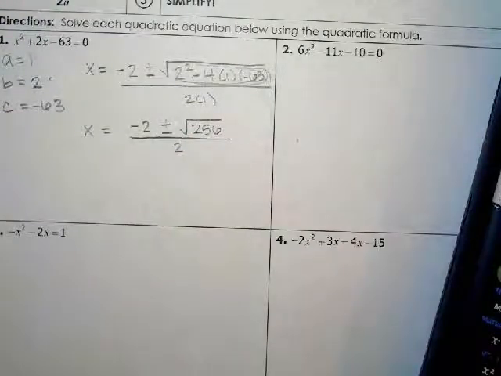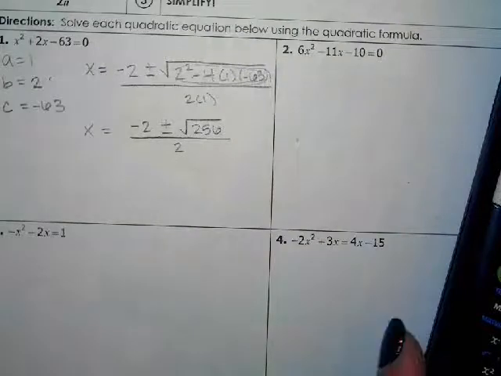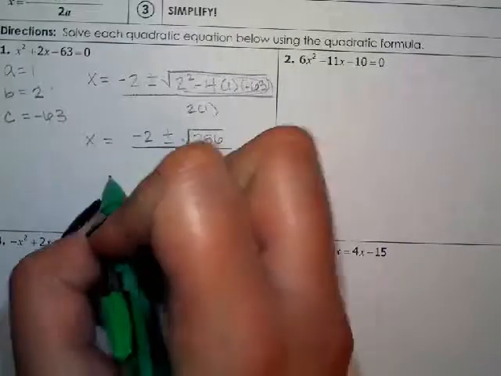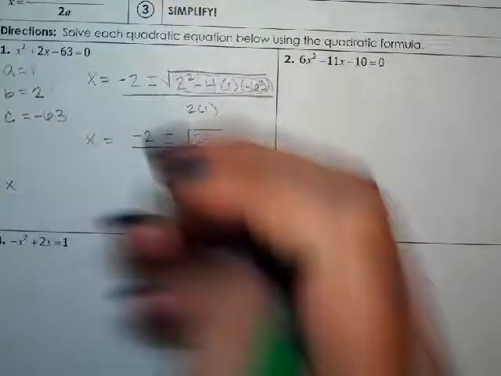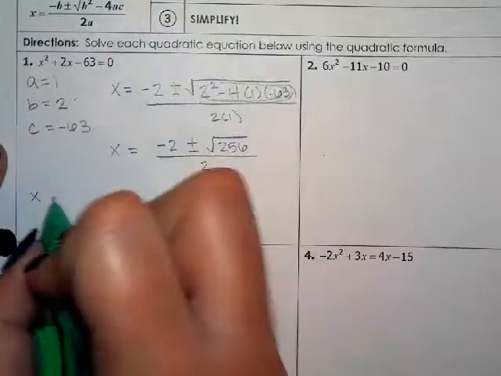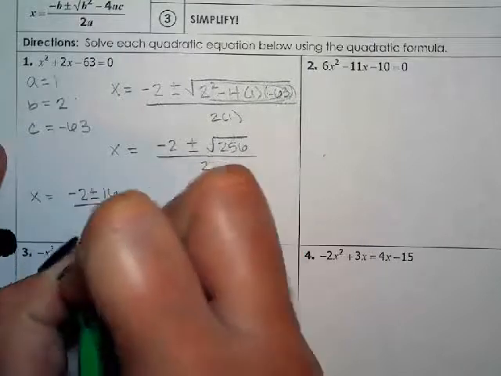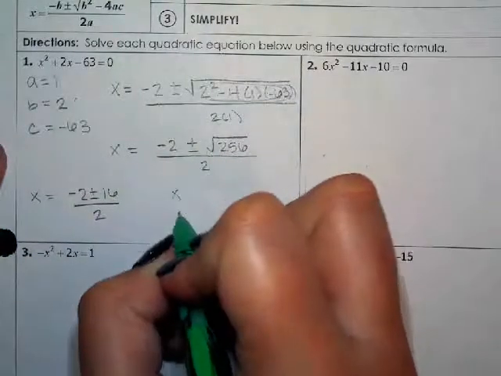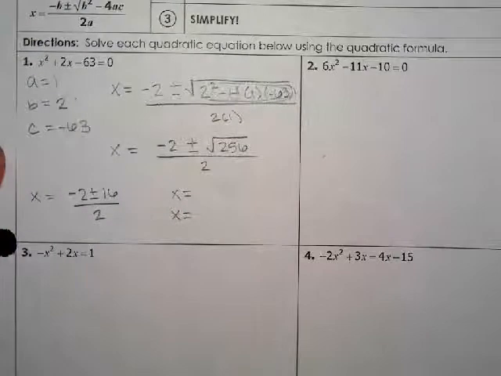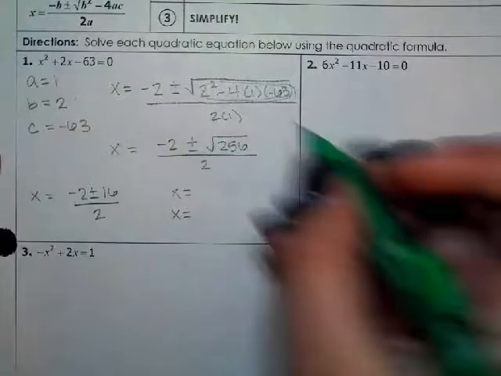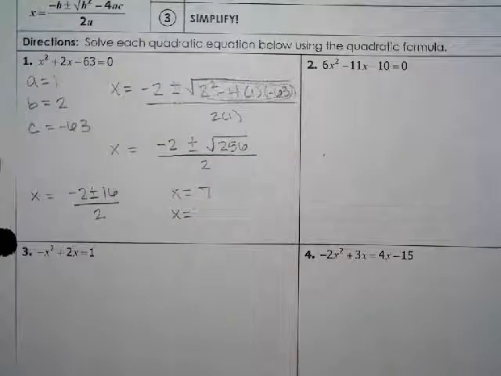All right, what is the square root of 256? 15. No, 16. Sorry. You might have said 16 and I just misheard. So we got negative 2 plus or minus 16 divided by 2. We got 2 answers. What is negative 2 plus 16? 14. 14 divided by 2. Okay. Negative 2 minus 16. Negative 18. Negative 18 divided by 2.